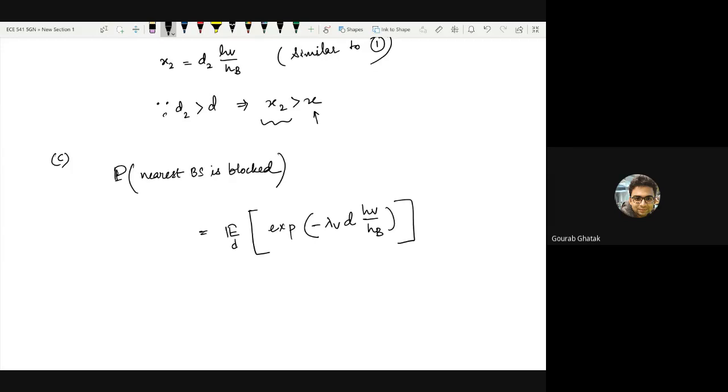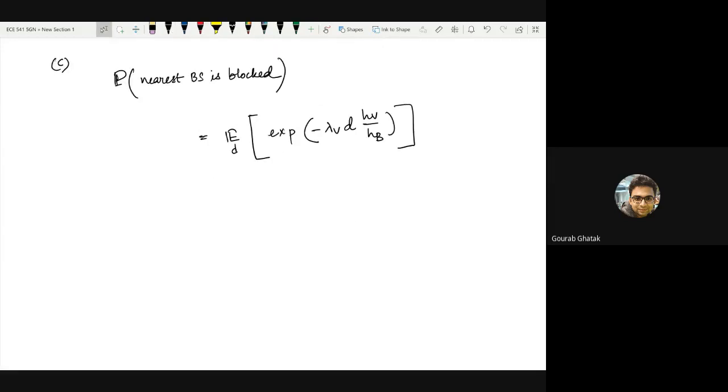Is it clear for everyone? If it's not, please interrupt me, okay? This distance d is the distance to the nearest base station, which we know how it is distributed.